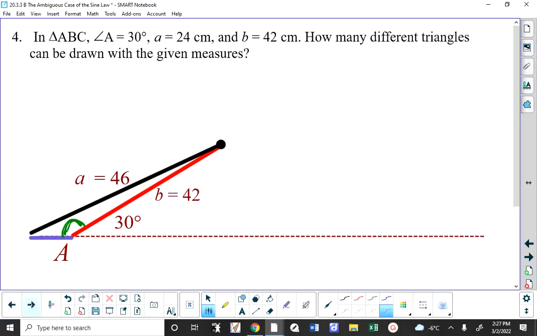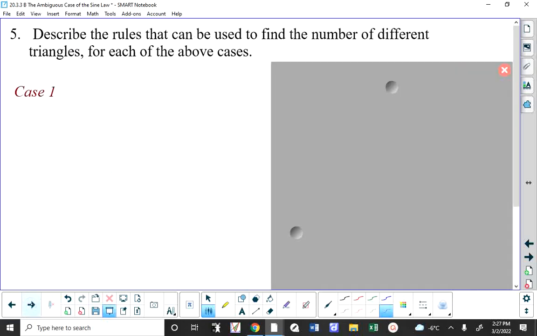All right, that is all warm-up. Well, number 5 is still warm-up. So now let's reverse this and let's talk about the 4 cases in general. What is true for each of the following cases? Let's start off with two different triangles. What must be true if you get two different triangles?